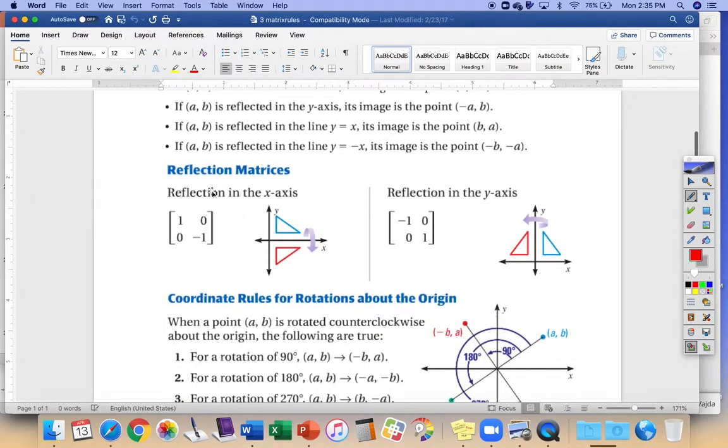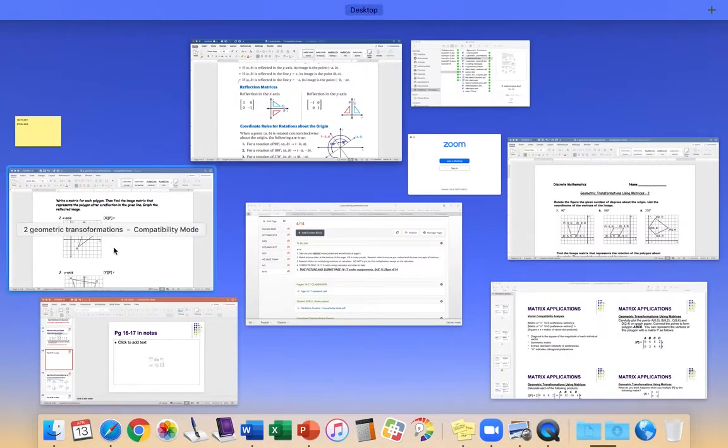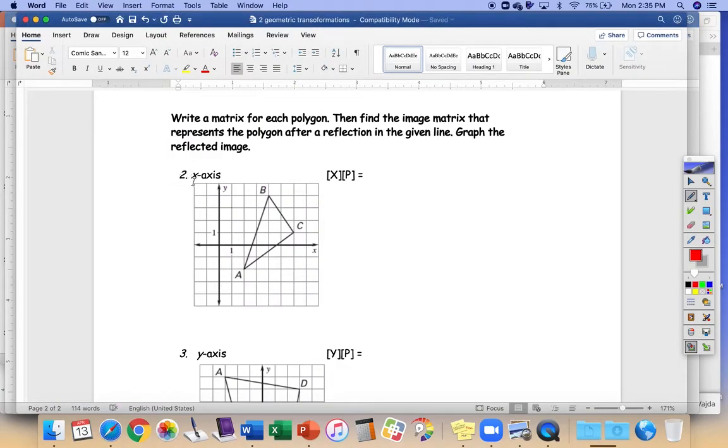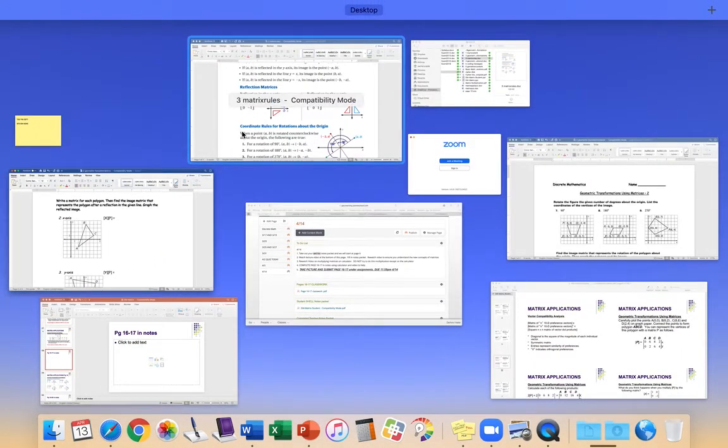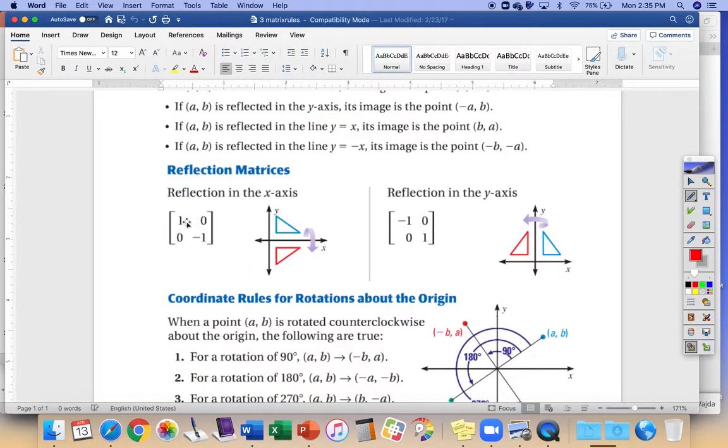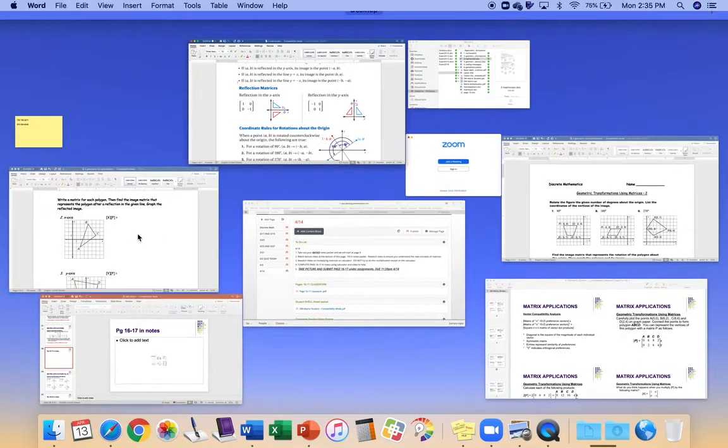What we are looking at a lot is right here. If you want to reflect over x, I take this matrix. If I want to reflect over y, I take this matrix. So you take the right matrix. So here are the rules of the procedure. Take the correct matrix. For question 1 or 2 here on page 17, I want the x matrix. So I look for the x matrix: 1, 0, 0, negative 1.